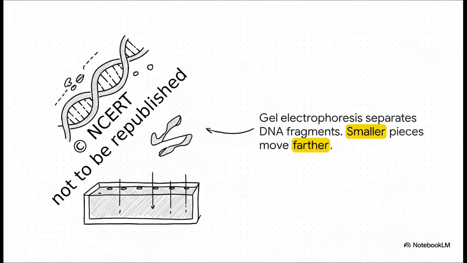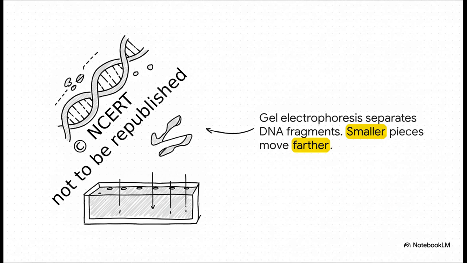Okay, so we've cut our DNA, but now we have a whole mix of different sized pieces. How on earth do we find the one gene we're looking for? Well, we use a technique called gel electrophoresis. It's basically a race for DNA fragments. We put the mix in a gel and run an electric current through it. Since DNA is negatively charged, all the pieces move towards the positive side.